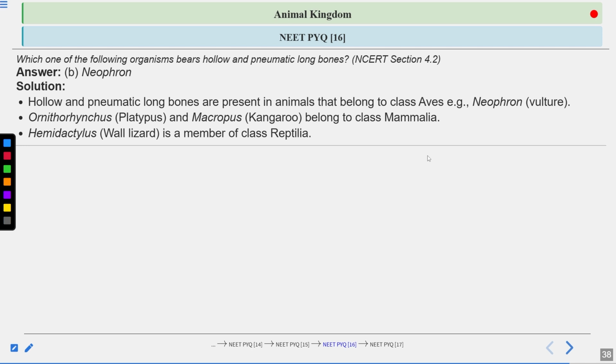Hemidactylus, wall lizard, is a member of class Reptilia. This is a member of class Reptilia, okay?